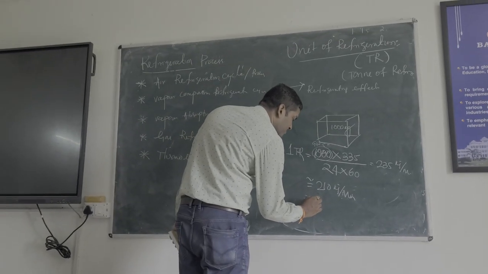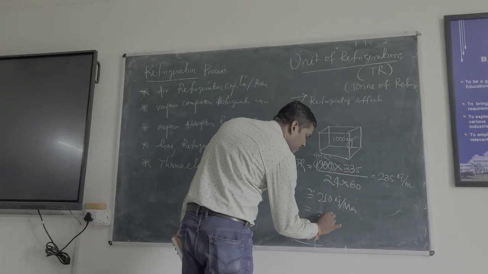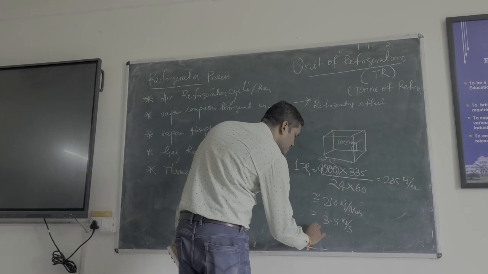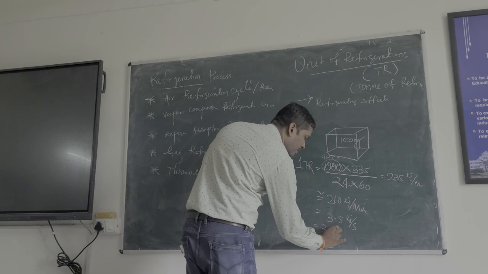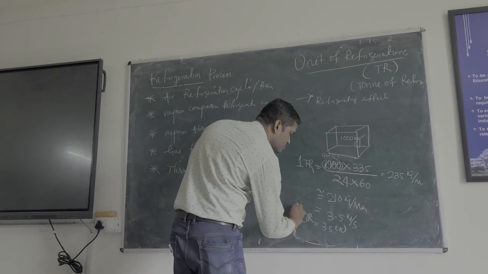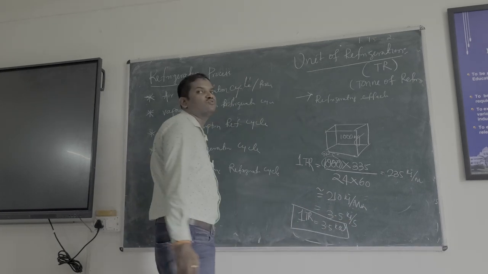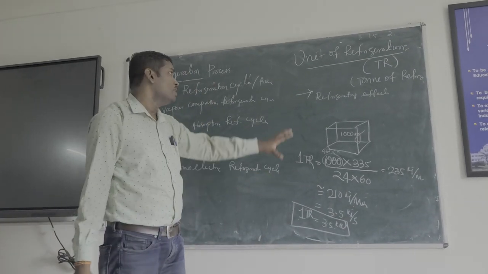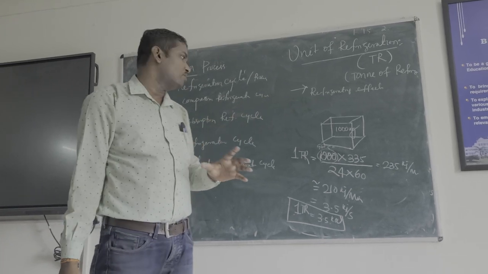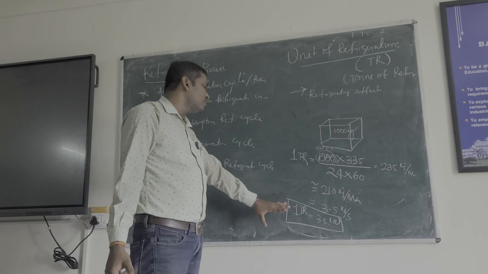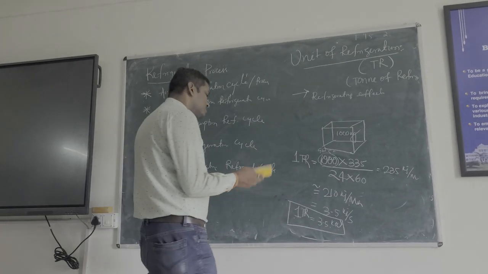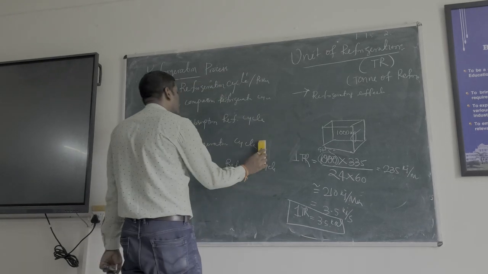Divided by 60, that is 3.5 kilojoule per second. Kilojoule per second is equal to what? Kilowatt. So 1 ton of refrigeration is equal to 3.5 kilowatt, that is 3.5 kilojoule per second. Again, 1 ton of refrigeration is the amount of refrigerating effect produced by uniform melting of 1 ton of ice from and at 0 degree centigrade during 24 hours.